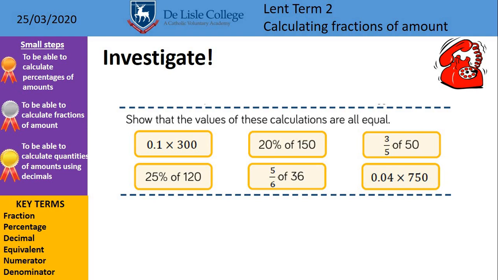Investigate. Show that the values of these calculations are all equal. So pause the video and have a go. Remember, 0.1, think about what it's equivalent to and think about finding that fraction of an amount. You can do the same with the percentages, or you can work it out in a different way if you wish. Pause the video while you have a go, then resume when you want to discuss the work. Hopefully you worked out the answers to these calculations and showed that they were all equal to 30.